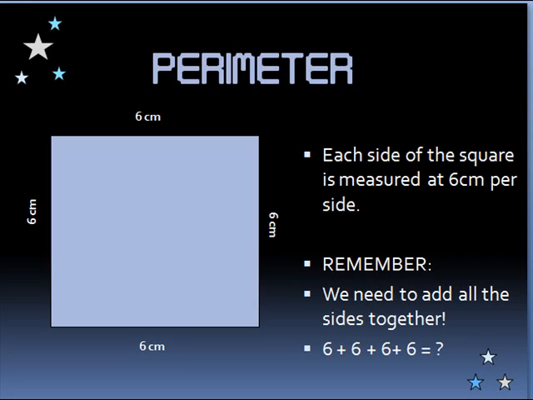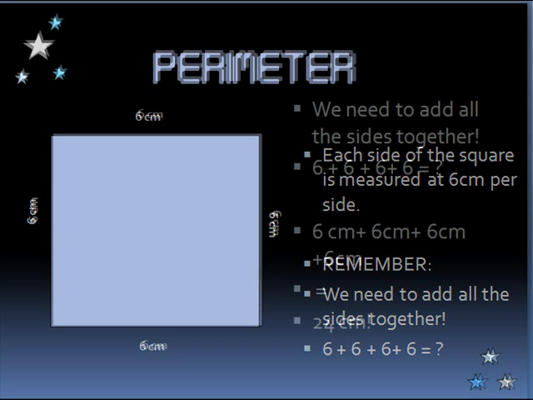In this example, we see a square. We can see, based on our picture, that each side of the square is measured at 6 centimeters per side. So remember, if we're wanting to calculate the perimeter, and perimeter means to calculate the outside, and we know that we need to add all the sides together, that must mean to calculate the perimeter of this shape, we need to add 6 plus 6 plus 6 plus 6.